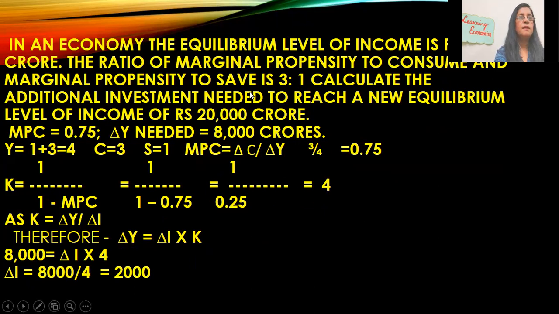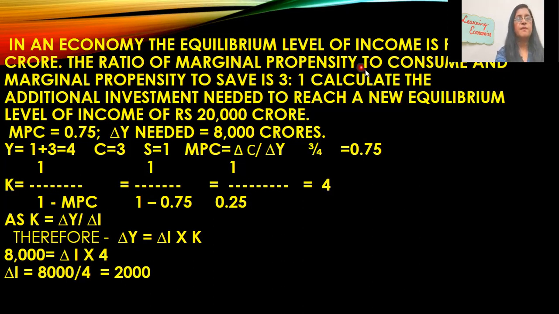In an economy, when we say the equilibrium level, what do we mean? We mean that Y is equal to C plus S, and S is equal to I. That means saving is equal to investment. So in an economy, the equilibrium level of income is rupees 12,000 crore.